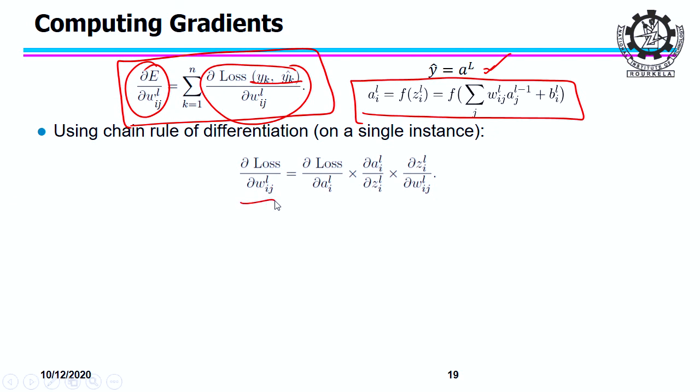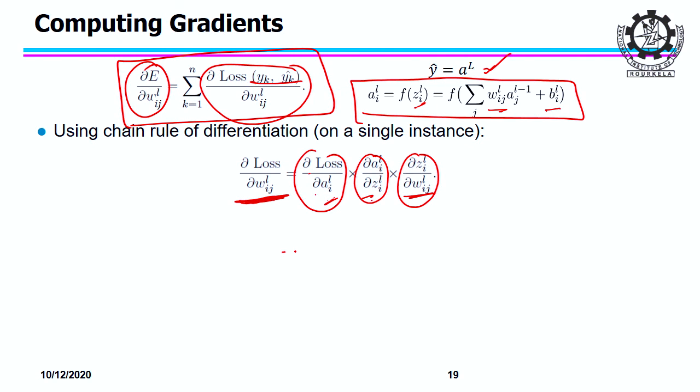Using the chain rule, what can we do? Del loss with respect to del A_i^L. A^L is a function of Z^L, so del A_i^L by del Z_i^L, and again Z_i^L is a function of W and B. So again, we have to compute the loss with respect to this one. Having said that, we have to compute this value, this value, and this value, and then multiply.